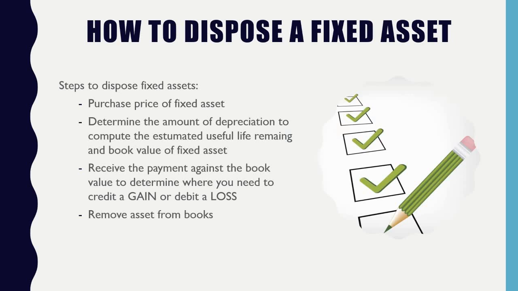So let's go ahead and make this checklist so we can properly dispose of our assets. Number one, we're going to figure out what the purchase price of the fixed asset is. We're going to determine the amount of depreciation when you choose to sell your assets. So if you're using it for a couple years, you're going to determine how much depreciation there is and what the book value is at the end of that given accounting period. Then you're going to receive payments that go against the book value, recognize the gain or loss, and then remove the asset from your books.